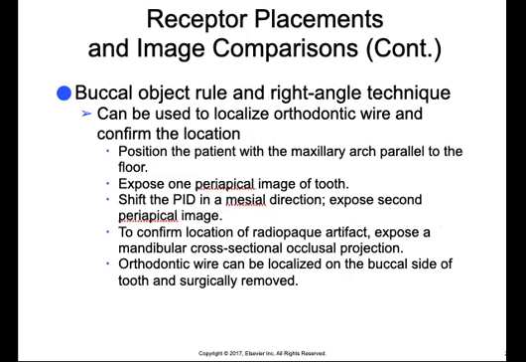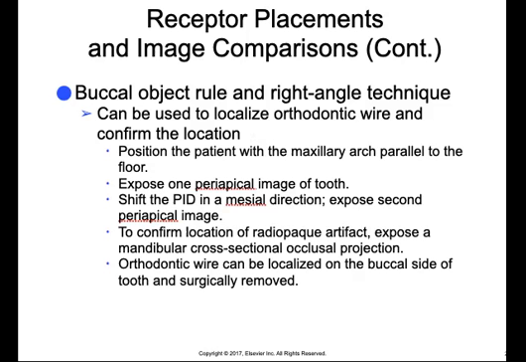All right, so the buccal object rule and the right angle technique can also be used to localize orthodontic wire and confirm the location. So let's say that you have a patient come in to the endodontist for root canal therapy on tooth number 30. A small piece of clipped orthodontic wire, which was accidentally left behind during previous treatment and was eventually covered by the buccal mucosa, is revealed by dental imaging. The buccal object rule is used to localize that orthodontic wire, and the right angle technique is also used to confirm the location as follows.